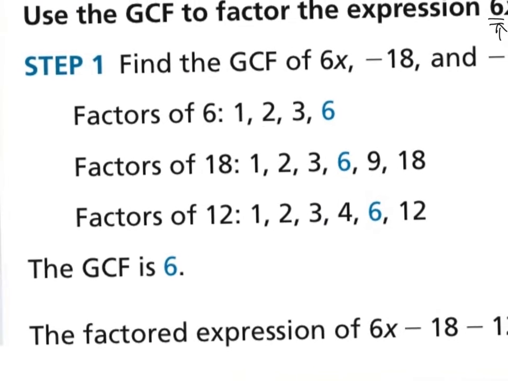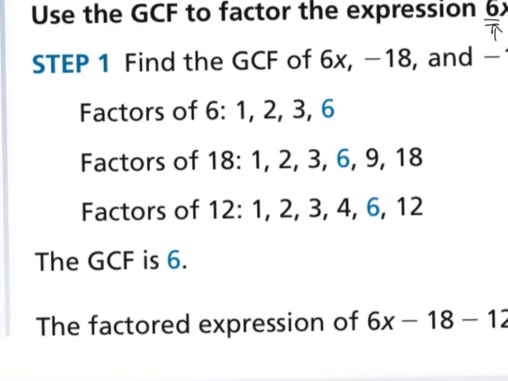The book listed out the factors of all those and found that to be the highest common factor, greatest common factor. That's fine. But if you guys can just start with that smallest number, since that's the biggest possibility, and then work your way down from there.